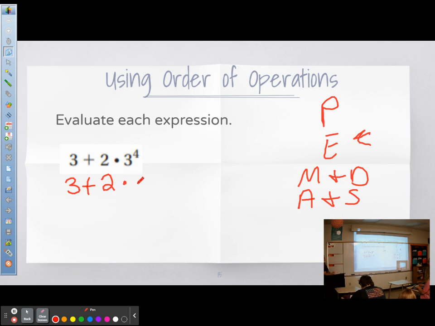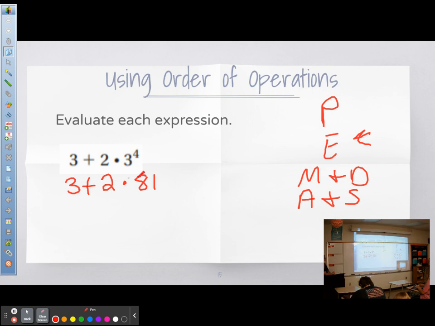3 to the 4th power would be 3 times 3 times 3 times 3. Well, 3 times 3 is 9, times 3 is 27, times 3 would be 81, I believe. Check my math on that. Can you just say it's 81?